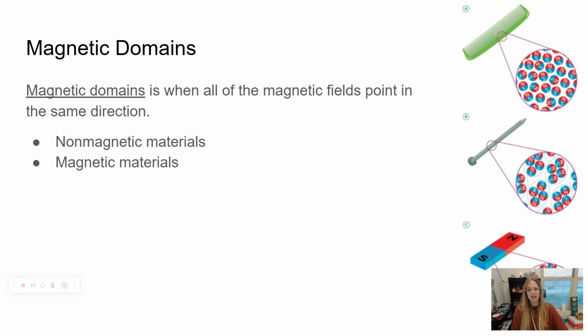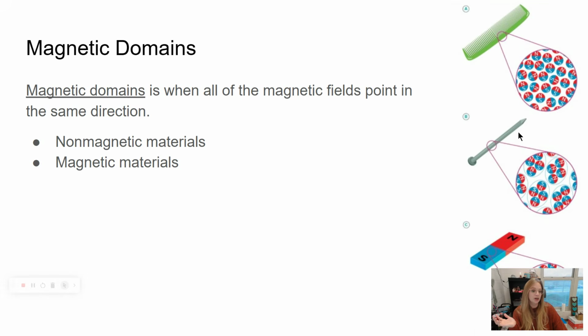Magnetic domains. The magnetic domain is when all of the little atoms in that object will actually line up together in order to make it magnetic. So you have non-magnetic materials like this comb here. You see how all of the north and south ends of the atoms are all pointed in random ways.